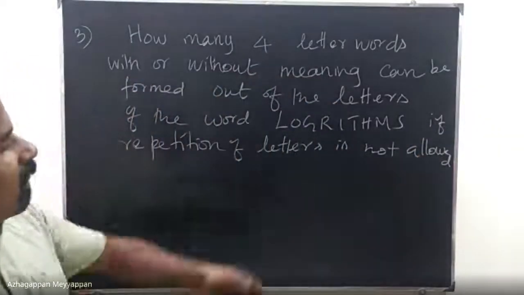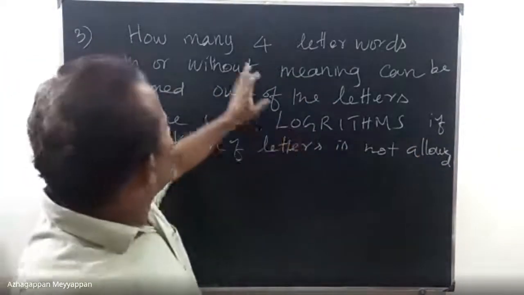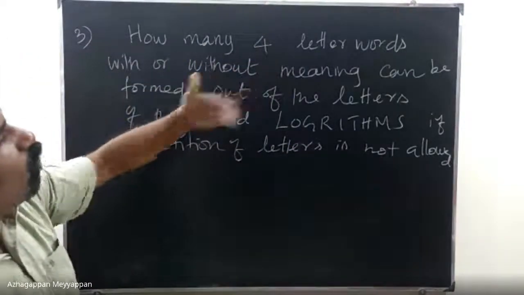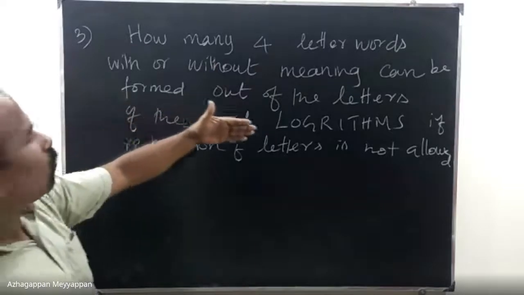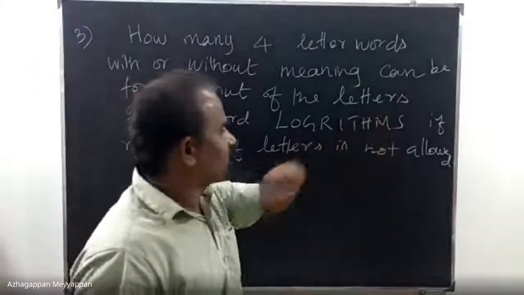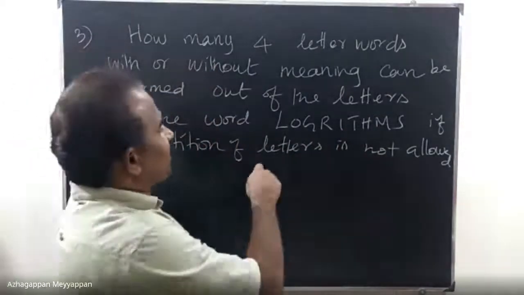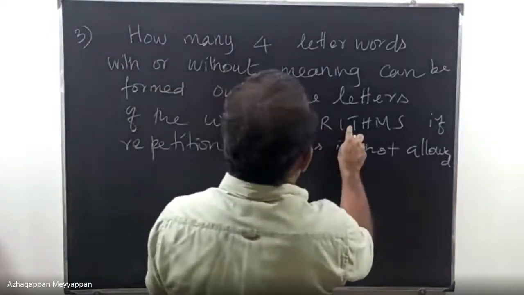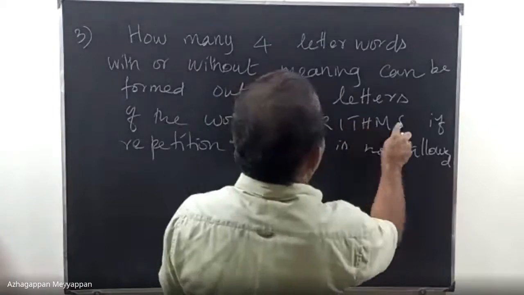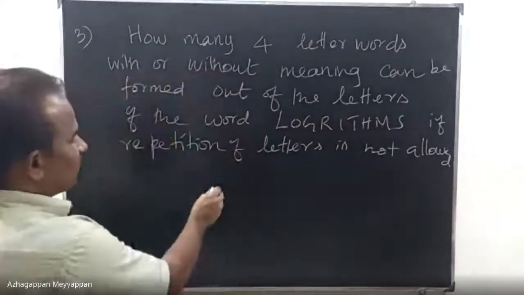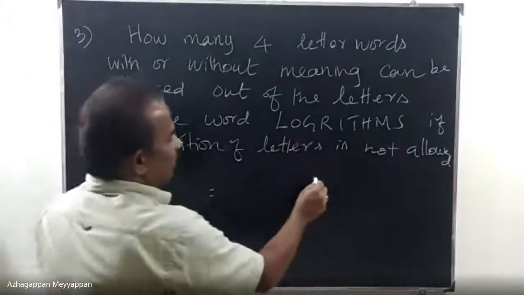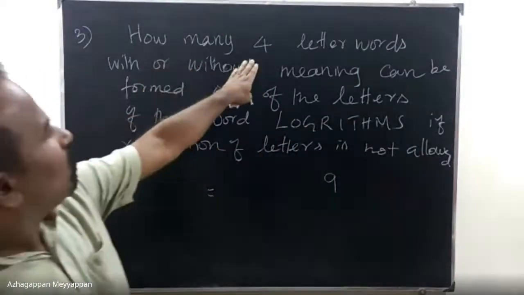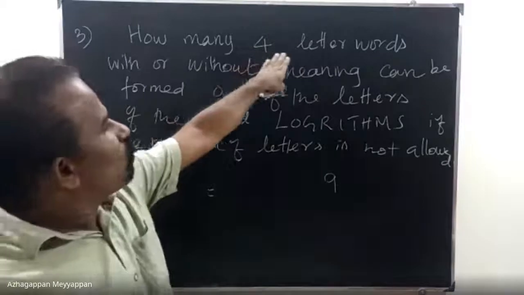How many 4-letter words with or without meaning can be formed out of the letters of the word LOGARITHMS? Totally, how many letters are there? 1, 2, 3, 4, 5, 6, 7, 8, 9. There are totally 9 letters. They are going to arrange 4-letter words.